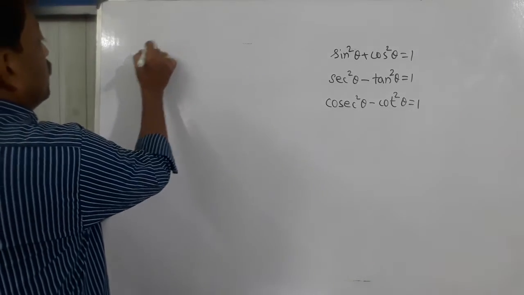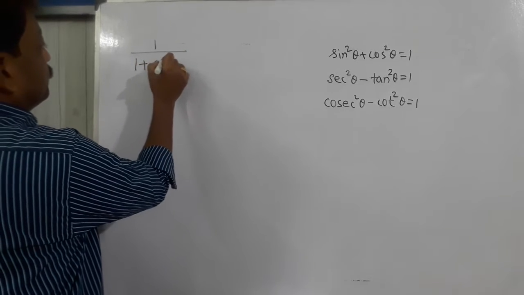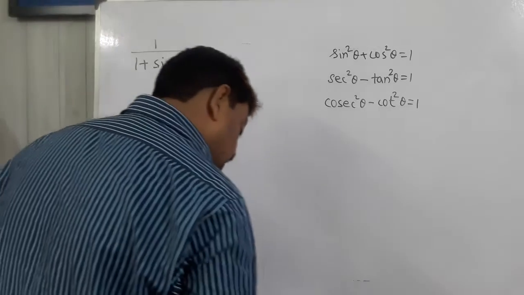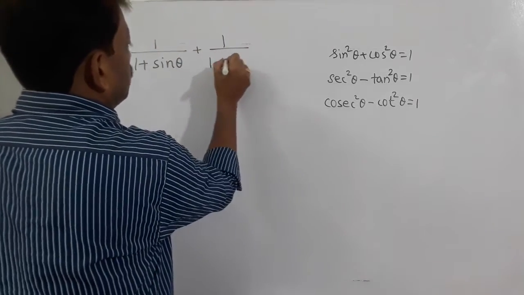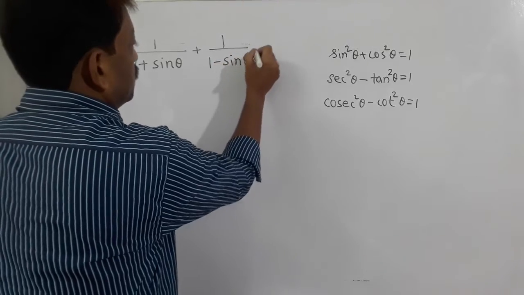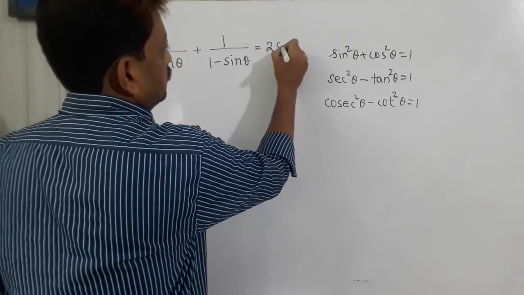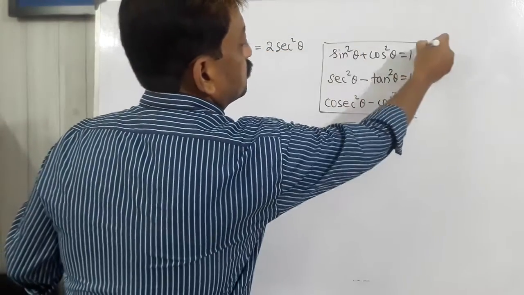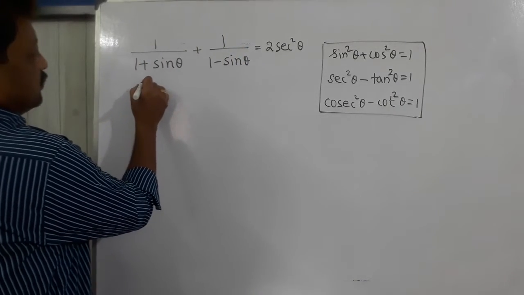It is 1 upon 1 plus sine theta plus 1 upon 1 minus sine theta equals 2 sec square theta. Okay, so first of all, let me simplify the LHS.